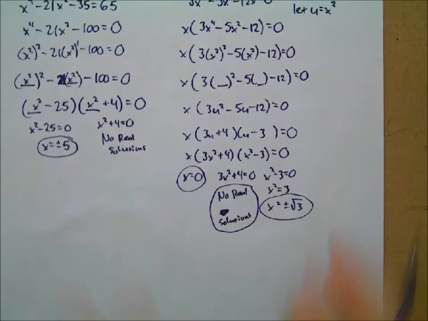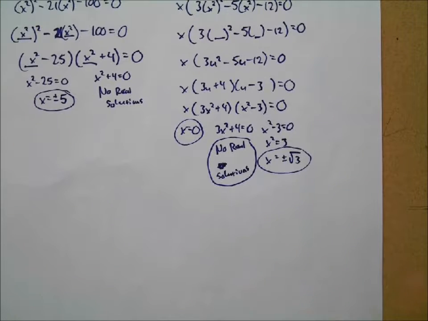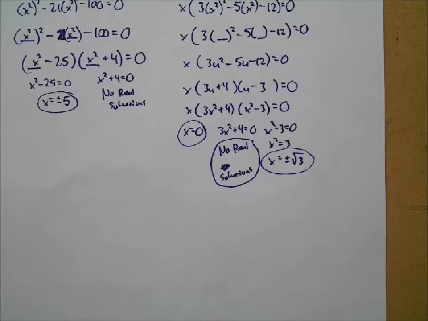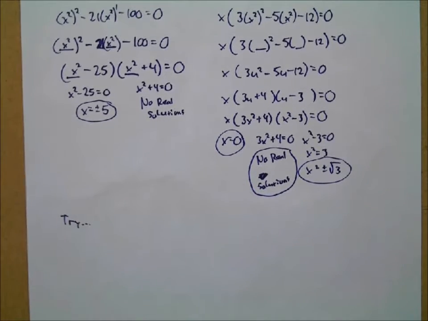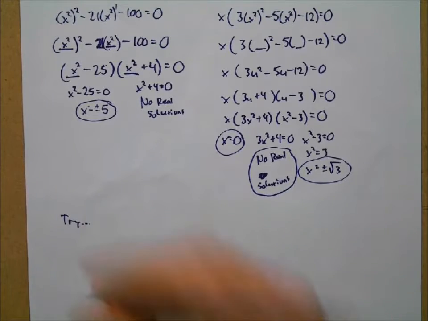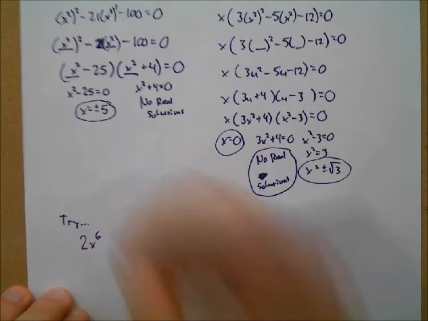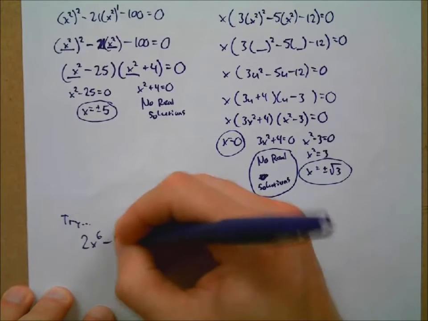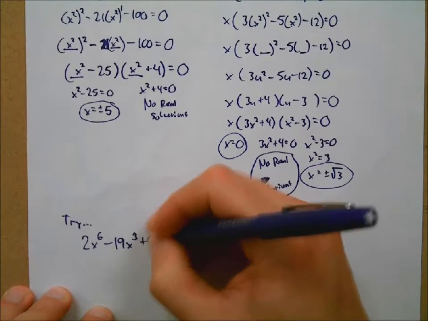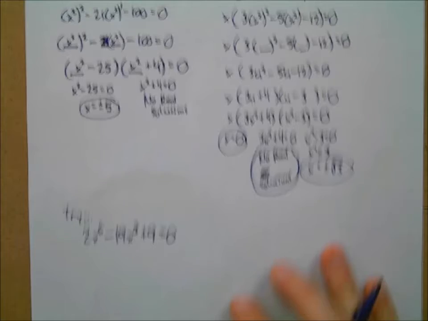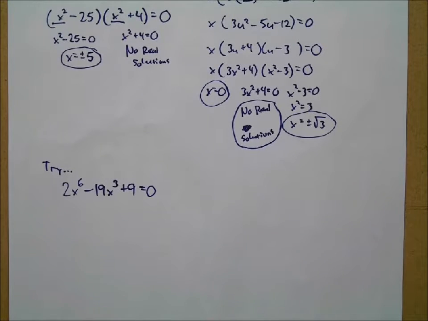Alrighty. So there's that. Questions on either of those problems there? All right, so let me give you guys one to try. This is the last one, and we'll get you started on your assignment. 2x to the 6th minus 19x to the 3rd plus 9 equals 0. Give that one a try.